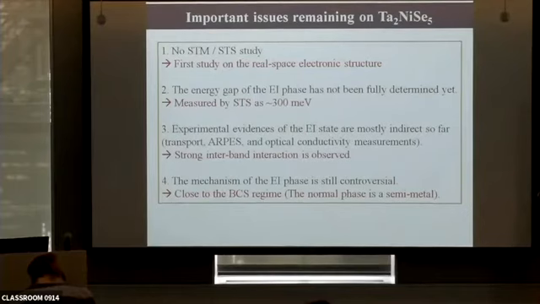Next, the experimental evidence of the excitonic insulating band is mostly indirect. In this study, we provide another piece of evidence of the excitonic insulating band, and we also observe strong interband interaction in this sample. And finally, the exciton transition is still controversial. In this study, we argue that the exciton transition is close to the BCS region, and the normal phase is a semi-metal.